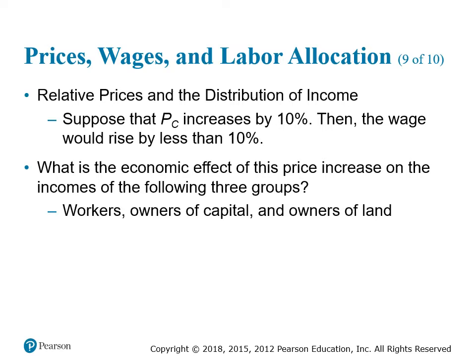Suppose that the price of cloth increases by 10%, then the wage would rise by less than 10%. We have already talked about it. Why? Because of the diminishing marginal productivity of labor, or that labor productivity decreases as more and more labor is being applied in production of one good.